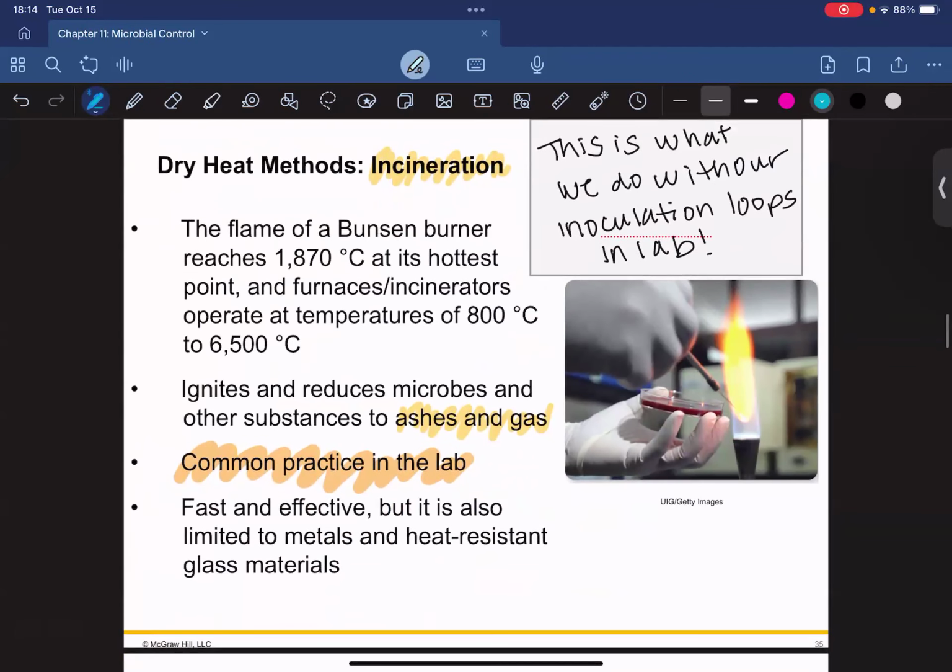All righty, incineration, obviously this would be sterilizing. We're going to burn things to ash. Let's do it. So this is dry heat now. We incinerate, literally burning things to ash. We do this with our Bunsen burners. Our Bunsen burners are going to reach 1,870 degrees Celsius at their hottest point. Other furnaces and incinerators will get anywhere from 800 up to 6,500 degrees Celsius. And if you're burning bodies at a crematorium, you're probably going to be at that higher end.